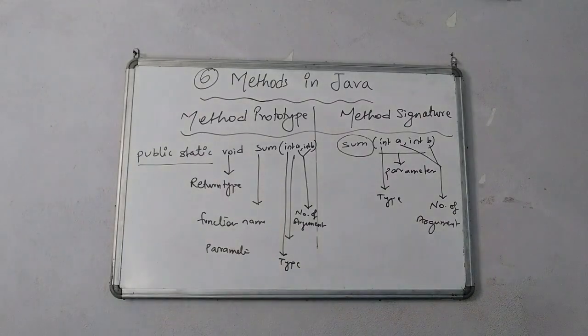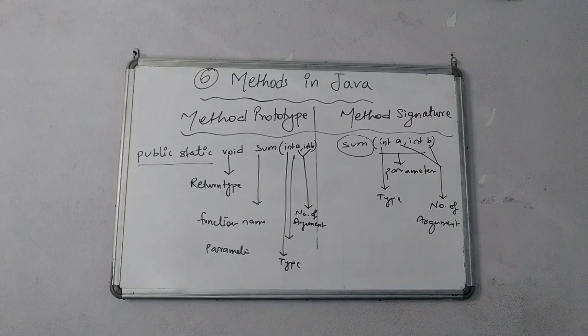In case of method prototypes, we get the entire information. That's why method prototypes give you the return type and the name of the function. Inside the parameter you get the type of the parameter and number of arguments. Whereas in case of method signatures or function signature, we get the information about only the parameter, where it contains the type and number of arguments. You don't get the information about return type or the function name. So this is the difference between method prototype and method signatures.